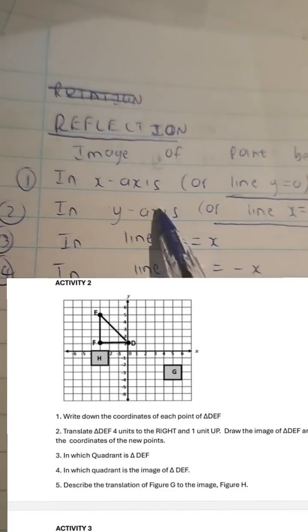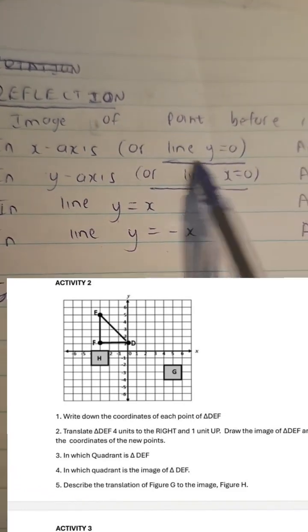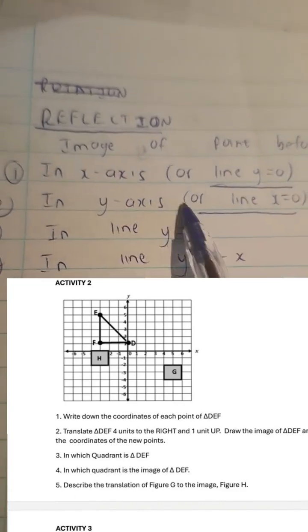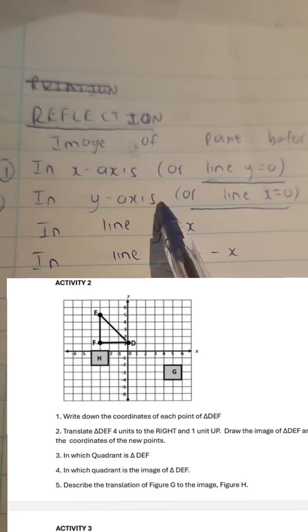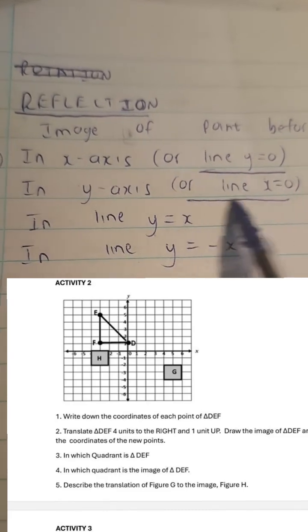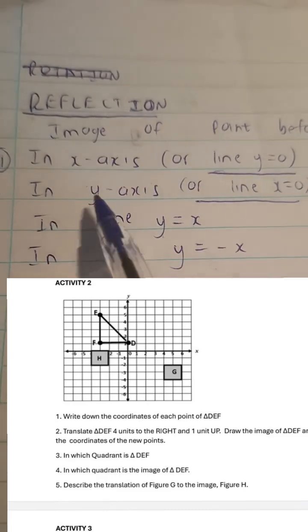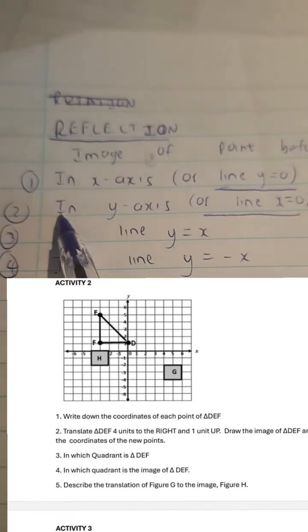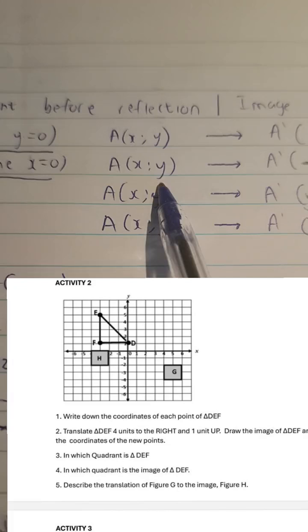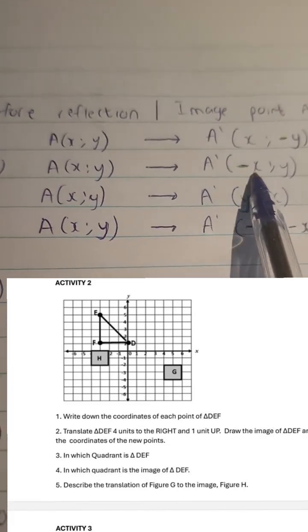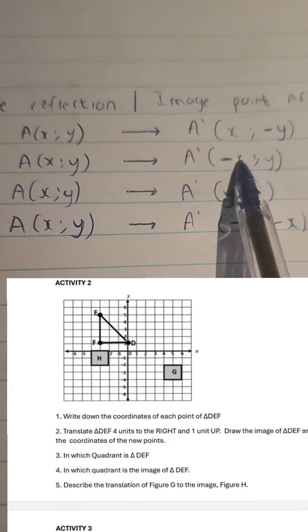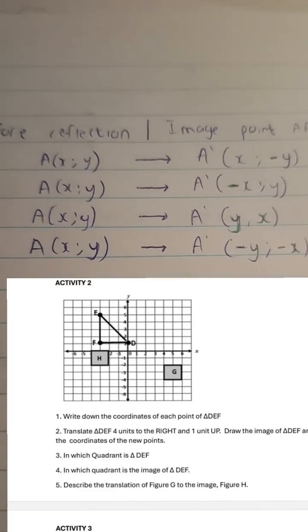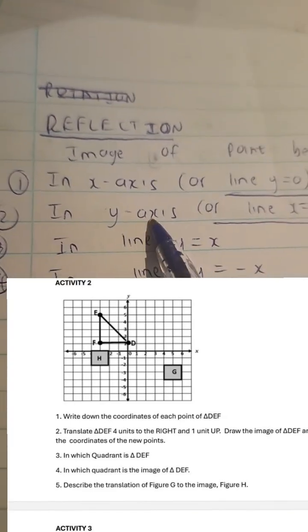So if you are reflecting in the y-axis, or sometimes they say reflection along the line x is equal to 0. The line x is equal to 0, guys, is the y-axis. So don't get confused or lost the minute they say reflection along the line x is equal to 0. They are just saying reflection in the y-axis. When you apply reflection in the y-axis, you take the original point, you change the sign of the x-coordinate, but the y-coordinate stays the same. That's all that reflection in the y-axis means.